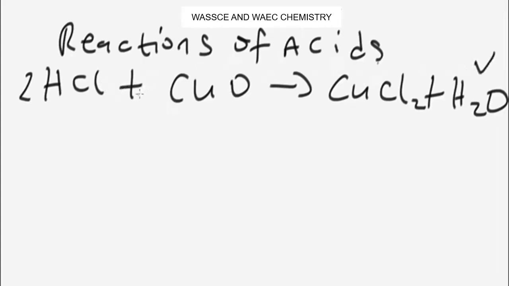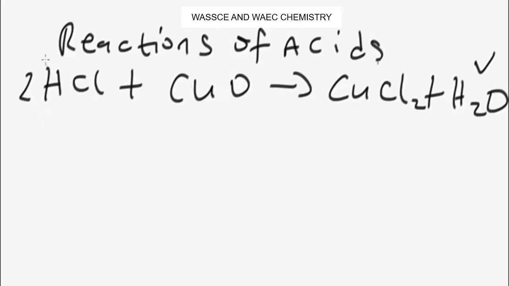So when hydrochloric acid reacts with copper oxide, we're going to have these outputs: copper chloride and water. Okay, now another typical example. Remember, in this reaction, this is copper oxide, a metal oxide. This is also a base, but in this case a weak base.